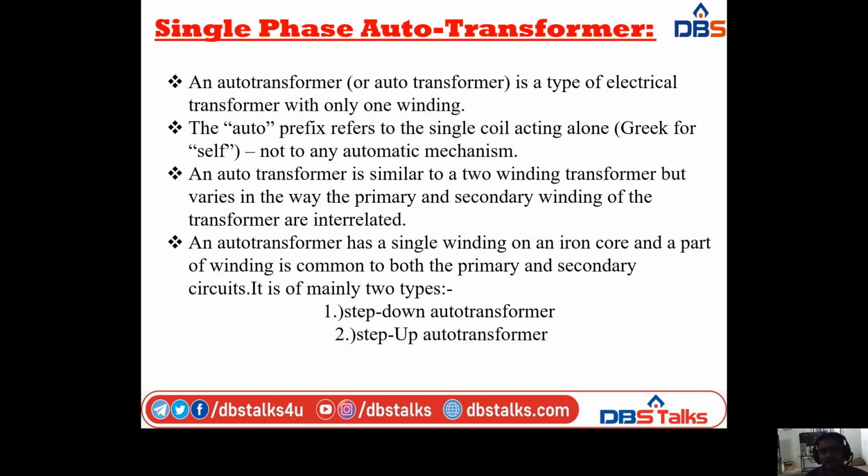Next. An auto transformer is similar to a two winding transformer, but varies in the way the primary and secondary windings of the transformer are interrelated. An auto transformer has a single winding on an iron core, and a part of the winding is common to both the primary and secondary circuits.